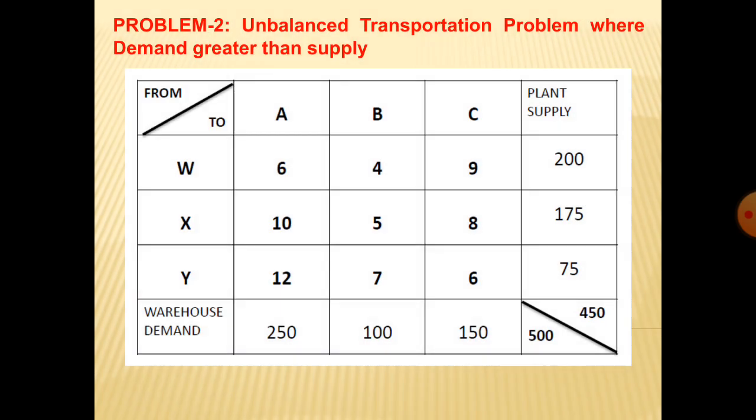Problem 2: unbalanced transportation problem, when demand is greater than supply. Here a 3x3 matrix is available, with demand and supply. Here the demand is more and supply is less. Demand is greater than supply. Where we have to add the dummy column or row, it will be shown in the next slide.